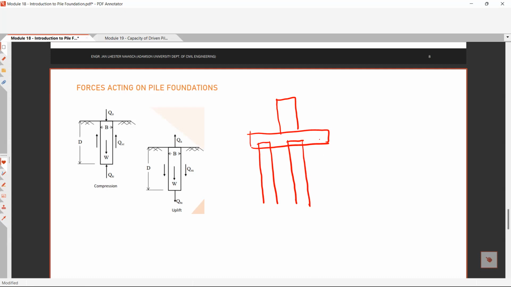For example, tatlo lang. Yan. Hindi nabot. Ayan. This one, ang tawag dito is the pile cap. Okay. So, pile cap, parang basically isolated footing na may pile sa ilalim. Then, you have your embedment. And yung reinforcement nitong embedment, yung embedment nito is should have a minimum of 150 millimeters. Okay, yan yung minimum embedment.